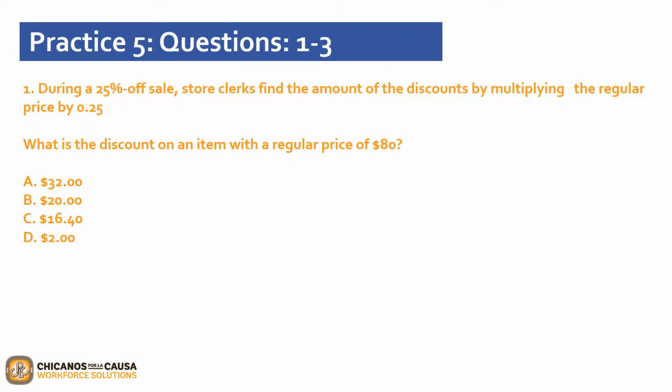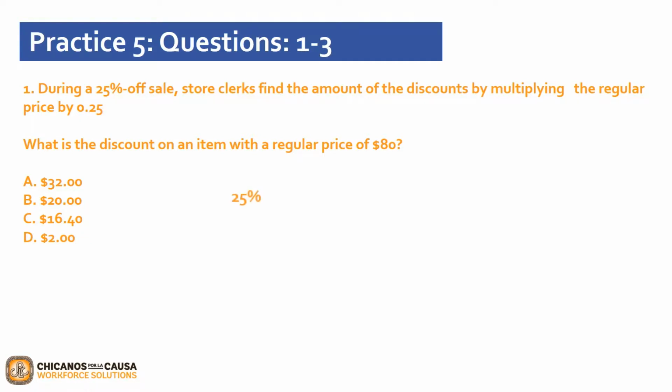All right, y'all, welcome back. Let's go ahead and work through this problem together. During a 25% off sale, store clerks find the amount of the discounts by multiplying the regular price by 0.25. What is the discount on an item with a regular price of $80?